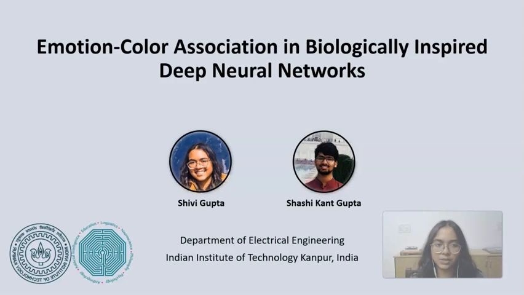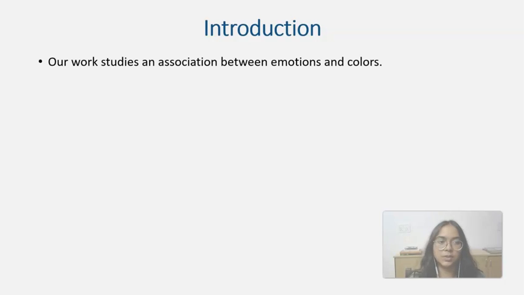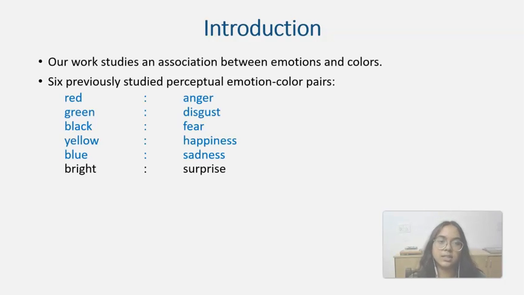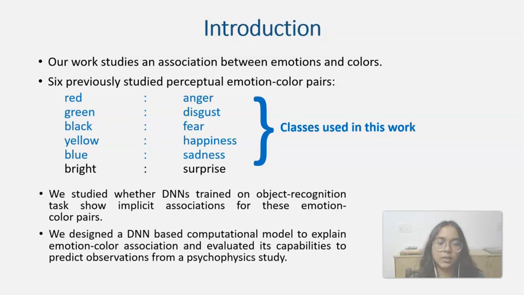Hello, I am Shivi and I am going to talk about our work Emotion-Color Association in biologically inspired deep neural networks. We studied an association between emotions and colors. We considered 6 emotion-color pairs, choosing the first 5 for our work. We study whether object recognition DNNs can show implicit associations in these pairs. We design a DNN-based computation model to predict observations from a psychophysics study.